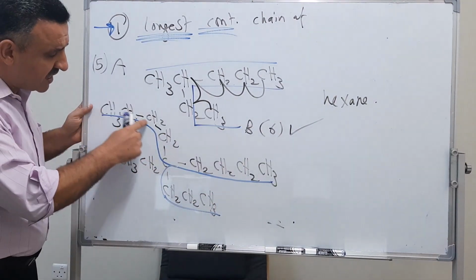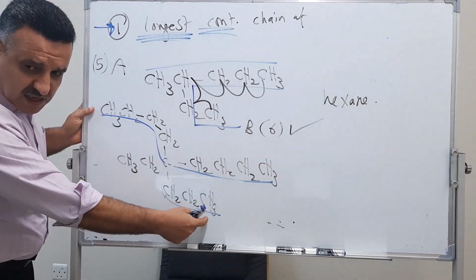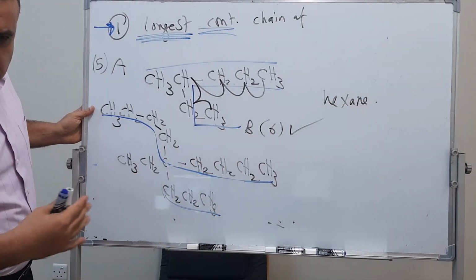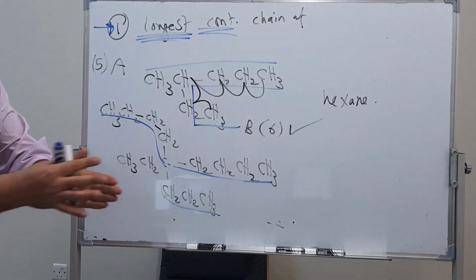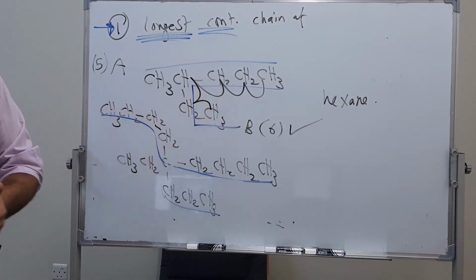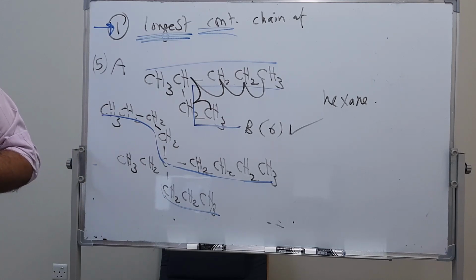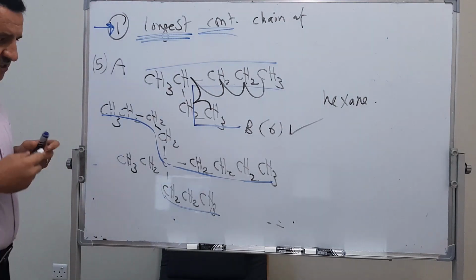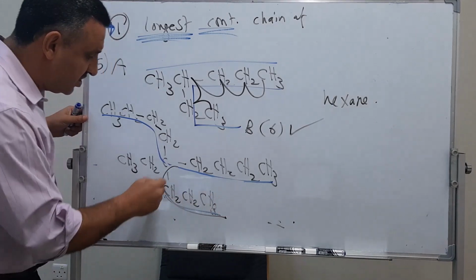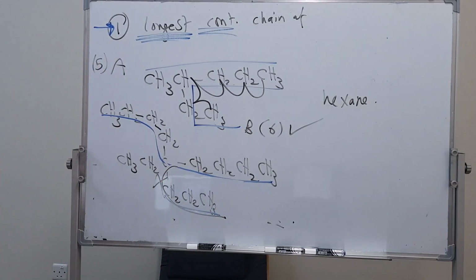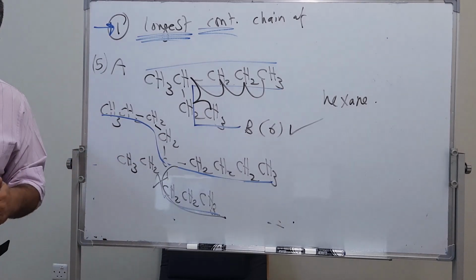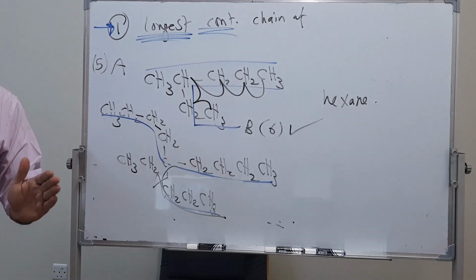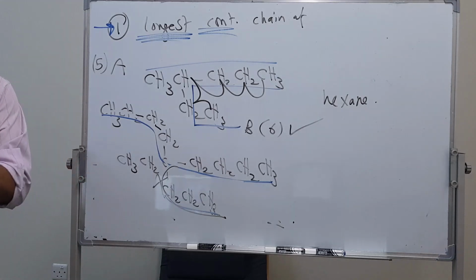Because if this is the direction of the chain, then we can move another direction, which is not true. You have to move into a chain in one direction only. You cannot change the direction of the chain. Is that clear about continuous or non-continuous? So if you consider this as the longest chain, this is wrong because this is not continuous. Although it will be longer, it's not true, because the correct choice here, we must always choose the longest continuous chain of carbon atoms.